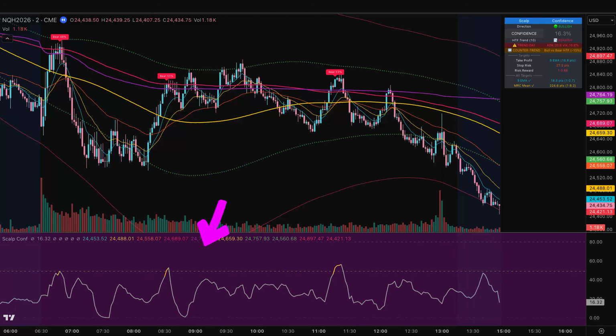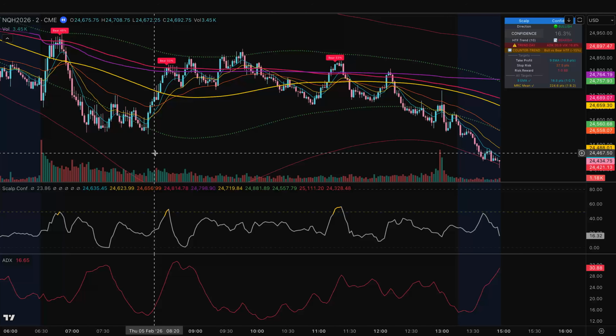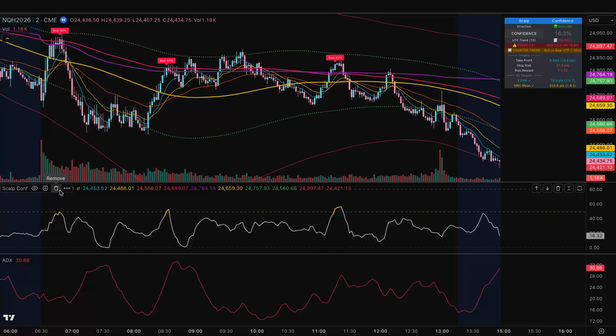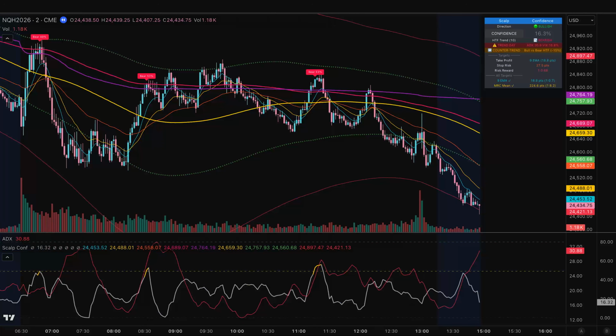At the bottom of the screen is the oscillator. This line shows you the confidence score at any given time. Anytime the confidence score rises to 45% or higher, the oscillator will turn yellow, as you can see here. And if you would like to overlay this scalping confidence oscillator on top of other oscillators like ADX, RSI, MACD, and so on, simply cursor over the indicator, go to 3 dots, hit more, move to, and then existing pane above or below, like so.